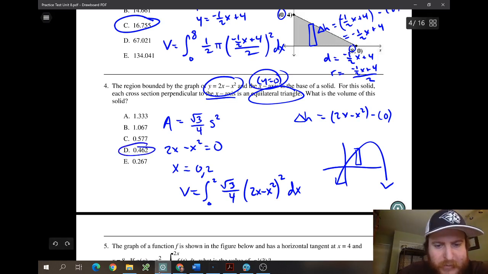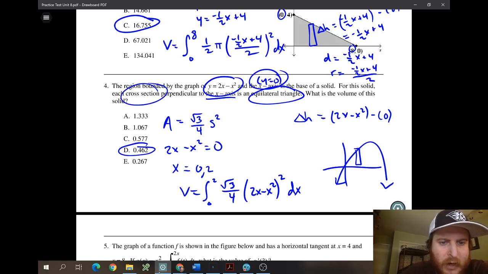Another thing to watch out for, I've seen students who add pi here. Pi does not go in anything with cross sections. You only put pi in if it's a circle. Otherwise, it's just the area of that shape. So for this one, the area of a triangle doesn't have pi in it.